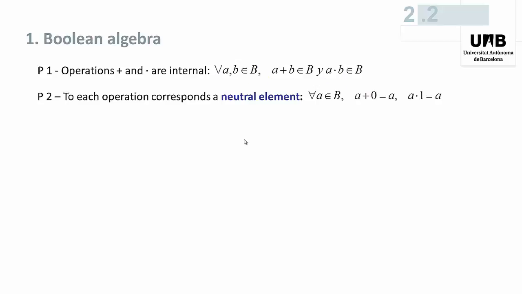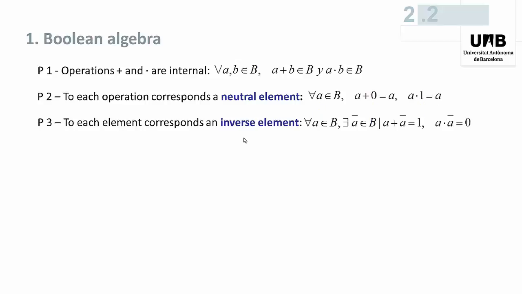A second rule is that to each operation corresponds a neutral element. That means that given an element A of B, there exists an element 0, always the same element, such that A plus 0 is equal to A. And there exists within B an element 1, such that A times 1 is equal to A.